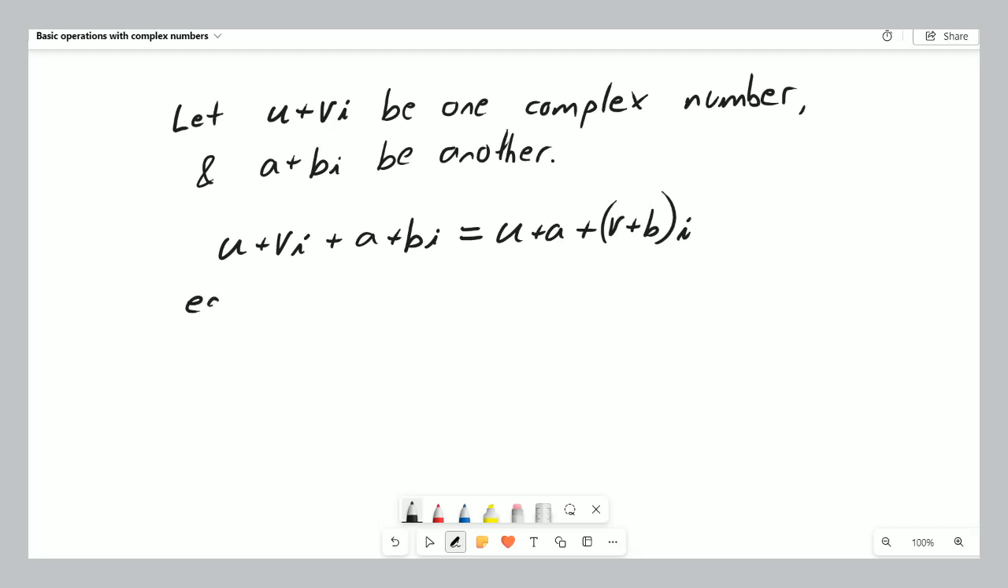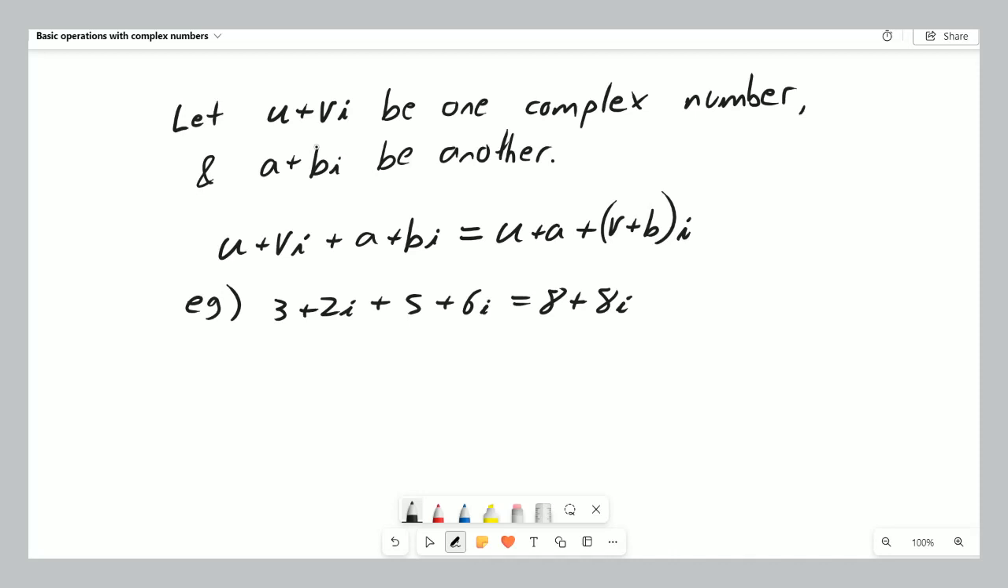So, for example, 3 plus 2i plus 5 plus 6i, well, that's going to equal 3 plus 5, which is 8, plus, how many i's do we have? 2 plus 6, 8i. And that's that.